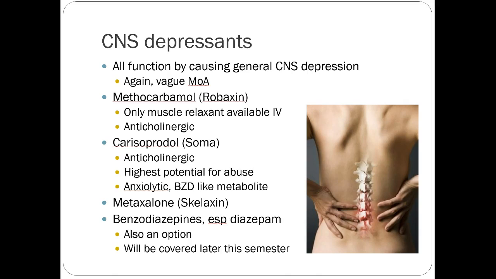Carisoprodol, or Soma, is a little bit different. It's got the highest potential for abuse. It actually is a controlled substance. And here we're getting more towards drugs that are like benzodiazepines. Benzodiazepines like Valium, or diazepam, or Ativan, or lorazepam, actually have some antispastic properties too. In fact, diazepam is a really common antispasm drug that we give for our spine patients as well. So you're moving more towards mood-altering drugs that might cause a little bit of euphoria and have a higher likelihood for abuse, versus methocarbamol and cyclobenzaprine, which don't really have those components.